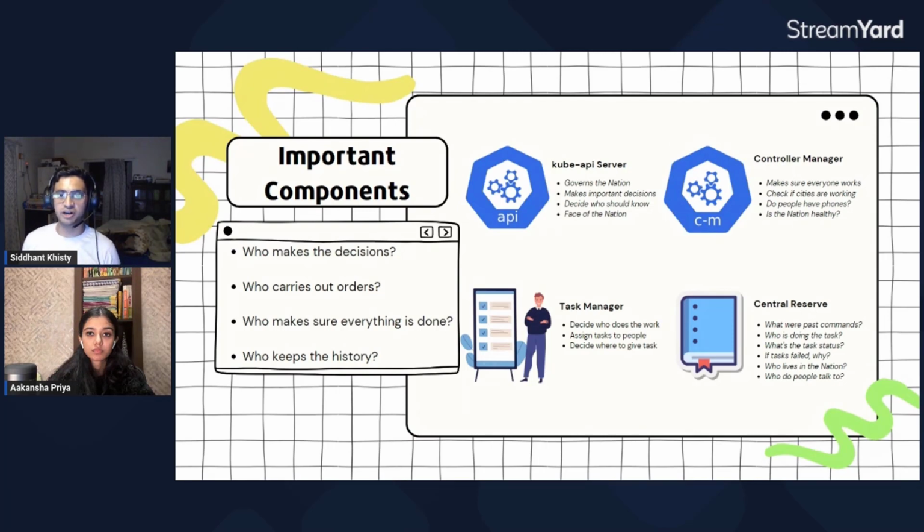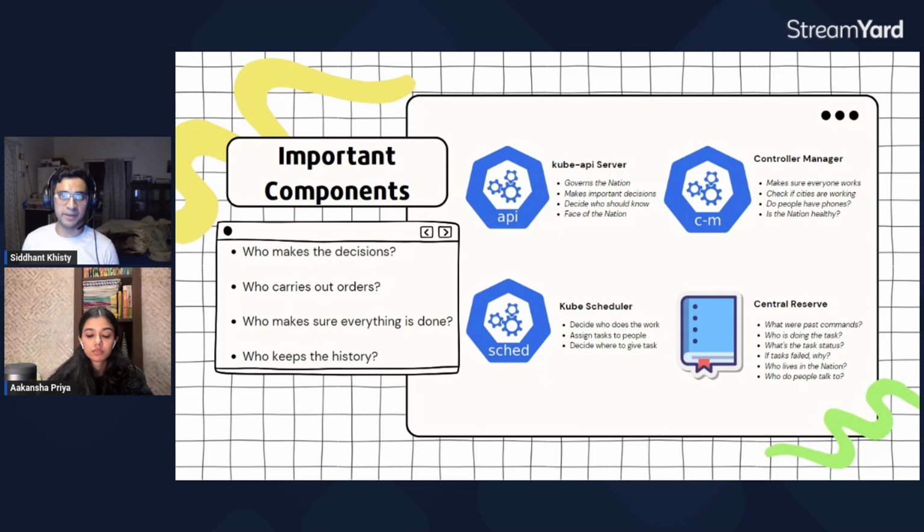Now from there, you also have the controller manager. Like we mentioned earlier, all the controller manager does is make sure that everything within the cluster is healthy and running. If it's not working properly, it's the controller manager's duty to restart or heal the process. Then the task manager, which in Kubernetes terminology is called the kube scheduler.